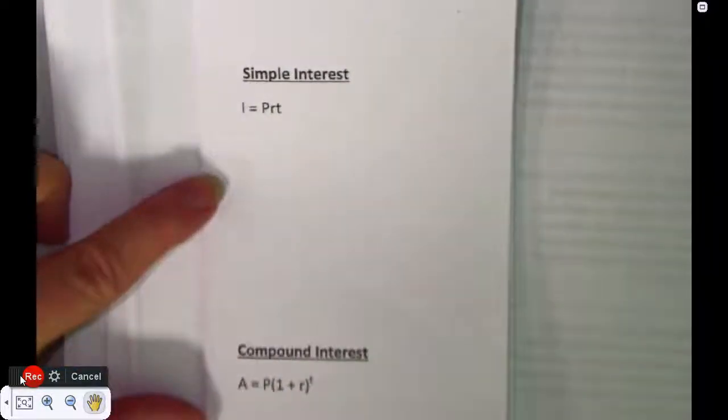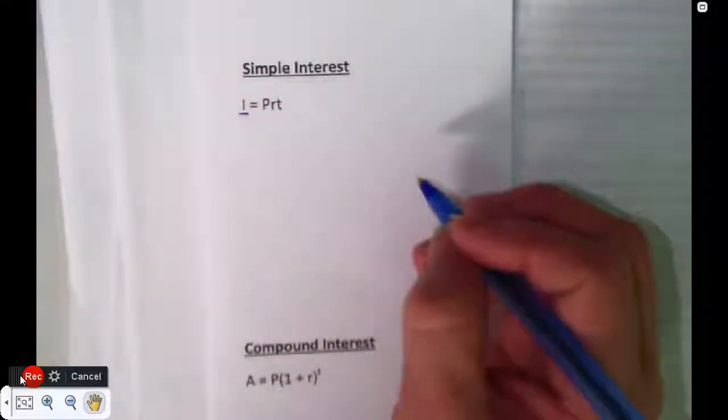Simple interest is one of the ways that the bank will pay you interest on your savings account. Now, this is also one way they'll charge you if you take out a loan. Let's say you want to buy a bicycle, a four-wheeler or a boat or a car or something like that, and they do a simple interest loan. Okay? So we're going to talk about a savings account first, though.